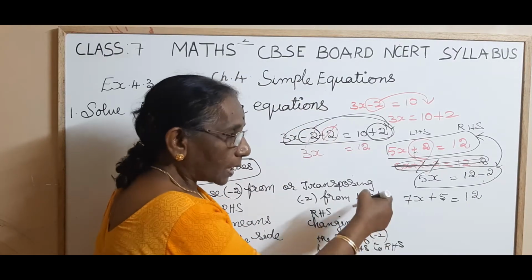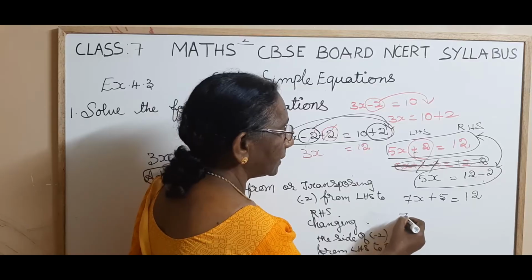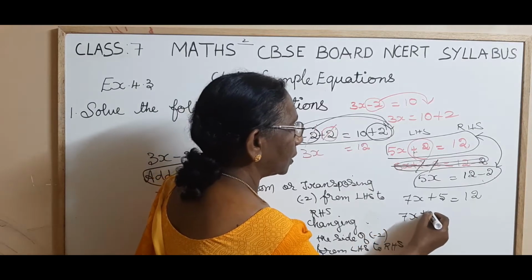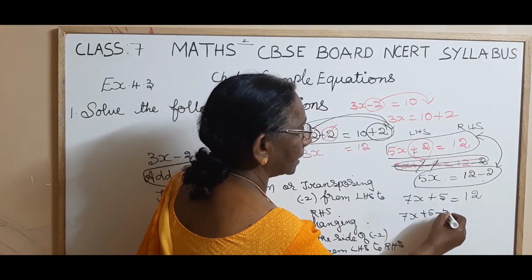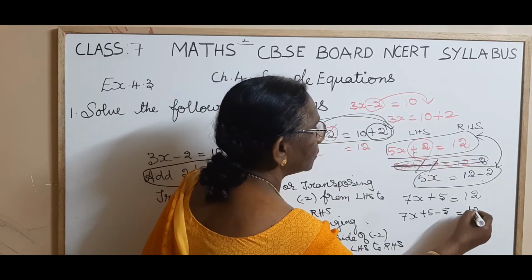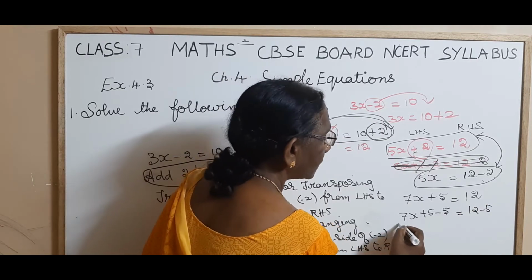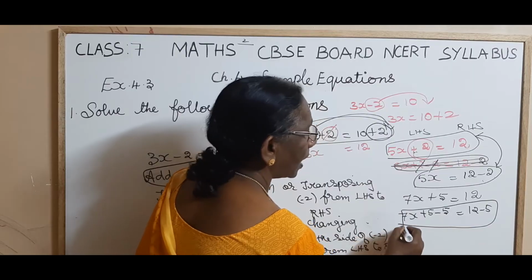So, we will be writing one step. What step will you write? 7x plus 2. To eliminate this, we will be subtracting. Minus 5 is equal to 12 minus 5. But we are going to cut short this step. We are not going to write it.